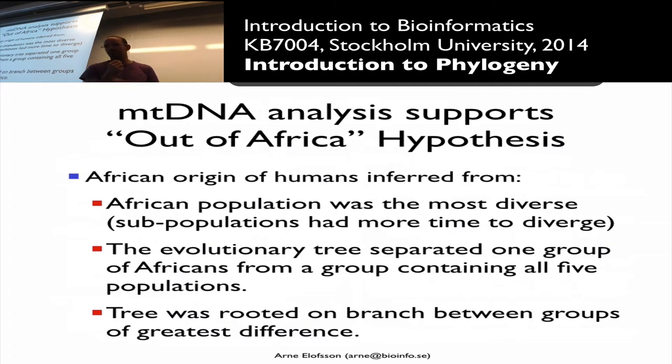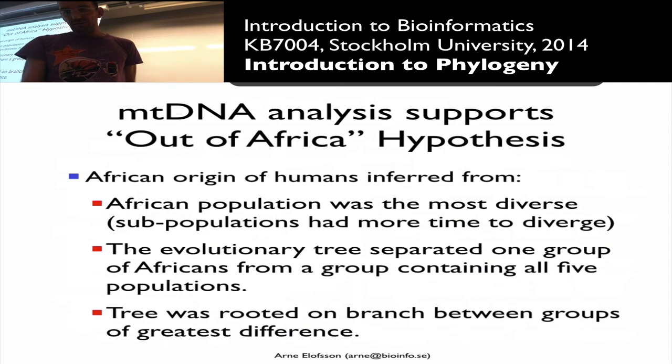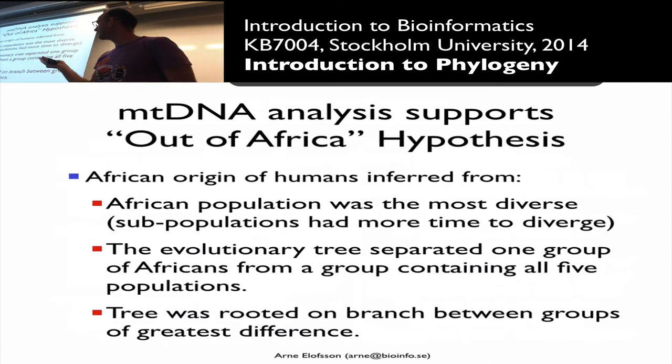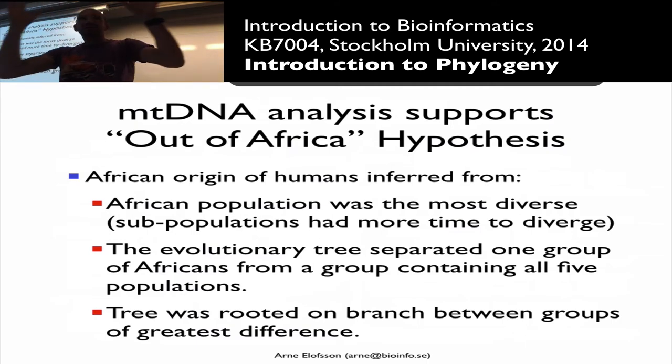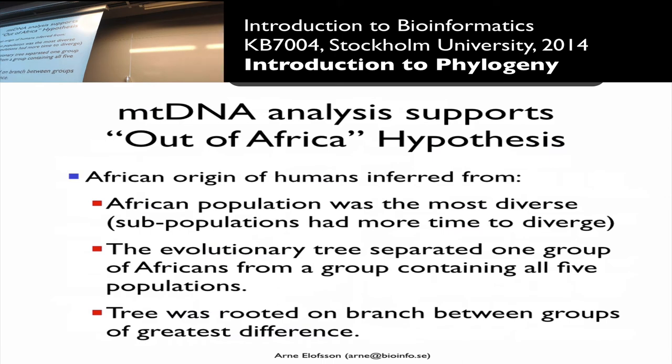native populations in different parts of the world. You then find that the variation between African populations is much bigger than the variation between anything else. So one Asian, one Native American and one European are more similar to each other than two random Africans are. That would basically mean that we have lived for a longer time in Africa than we have lived outside Africa.